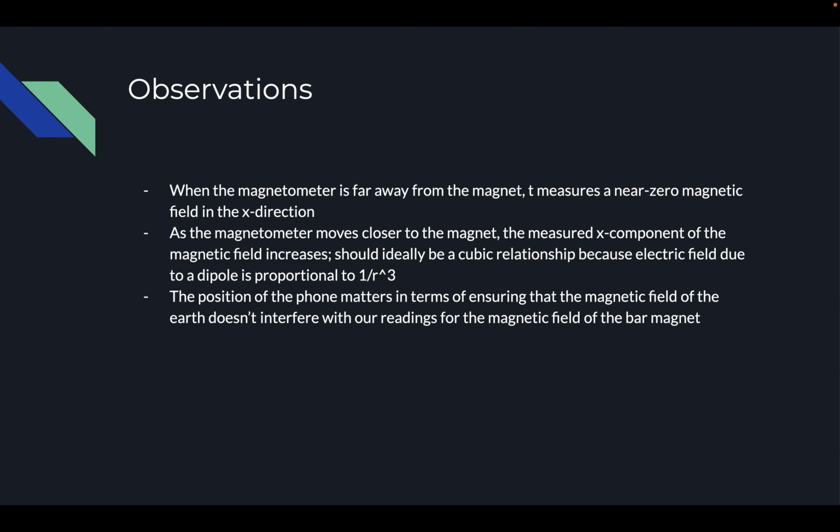Following with the observations. When the magnetometer is far away from the magnet, it measures a near zero magnetic field in the x direction. As the magnetometer moves closer to the magnet, the measured x component of the magnetic field increases, and there should ideally be a cubic relationship because the magnetic field due to a dipole is proportional to 1 over r cubed. The position of the phone matters in terms of ensuring that the magnetic field of the Earth does not interfere with our readings for the magnetic field of the bar magnet.